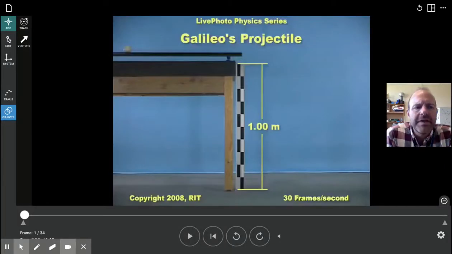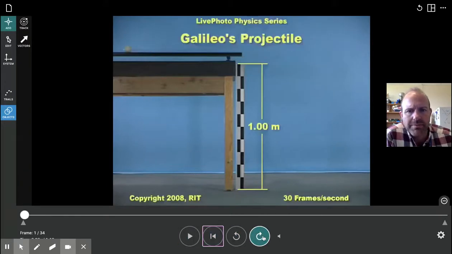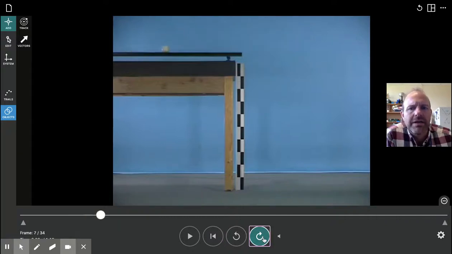Let's look at this video of a ball rolling across the table and then becoming a horizontal projectile. I've already gone through and tracked the video to see what happens as it goes through. As you can probably see, as we click through, you see a little dot appearing. So I've already done the work to find out where the ball is in any given moment as it flies through the air as a projectile.